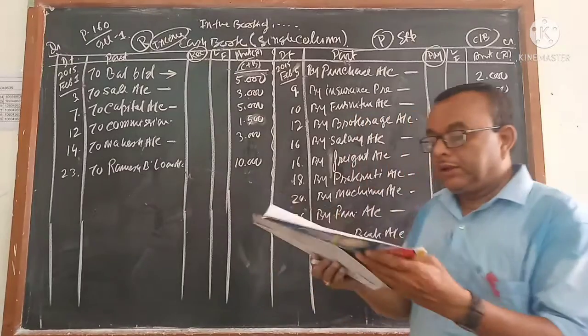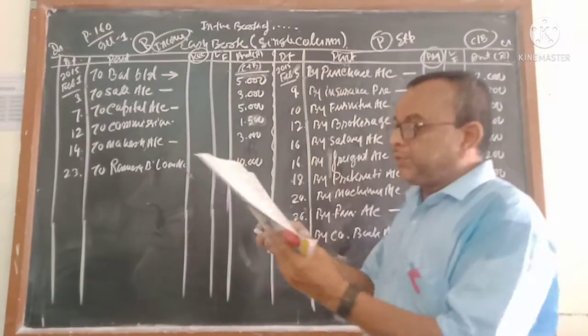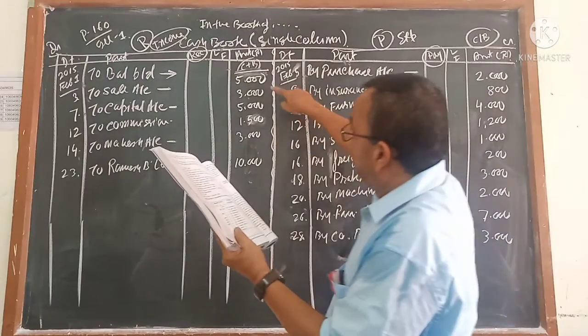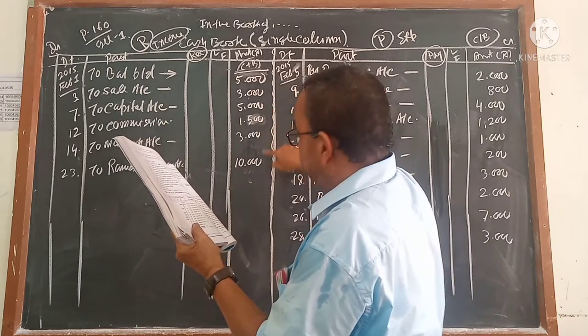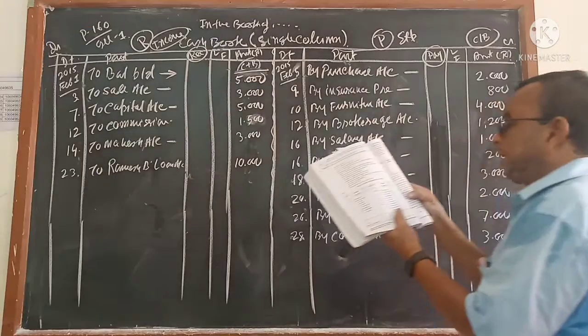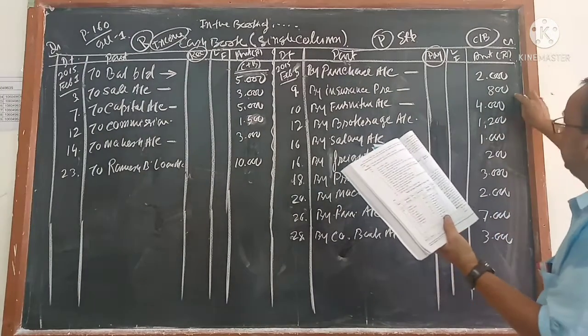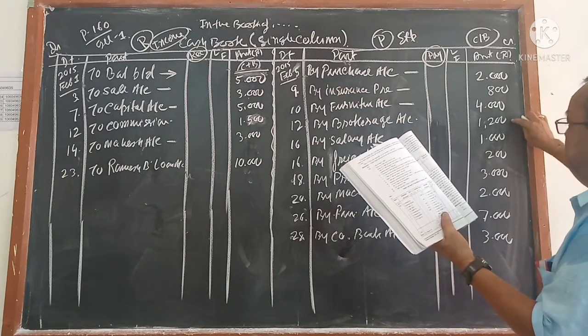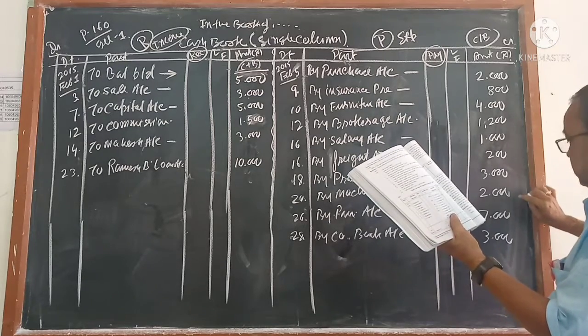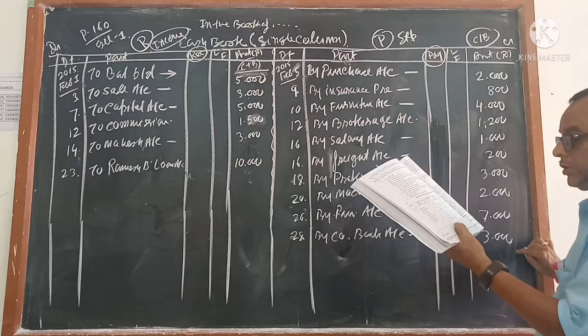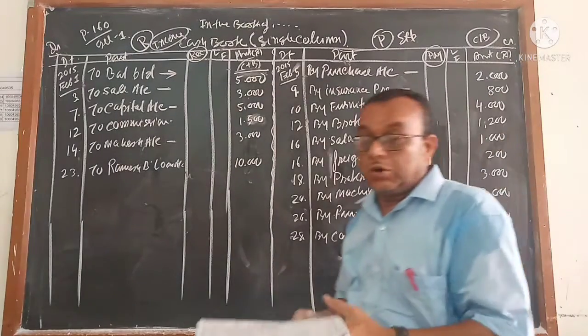Now let me tally with the answer from your books. 5,000, 3,000, 5,000, 1,500, 3,000, 10,000, correct? And this side: 2,800, 4,000, 1,200, 1,200, 3,000, 2,000, 5,000 and 3,000. Up to 3,000 you got it.